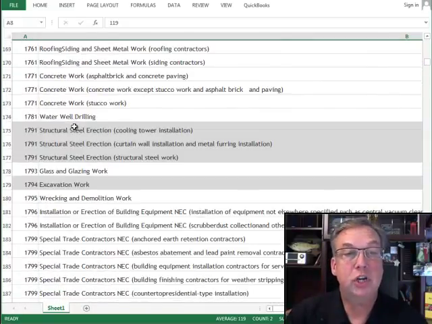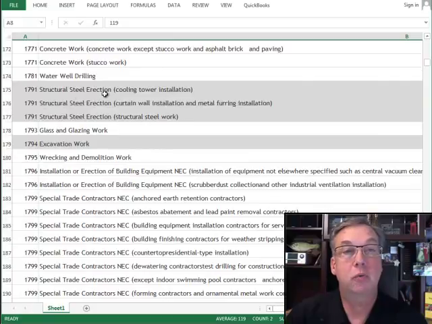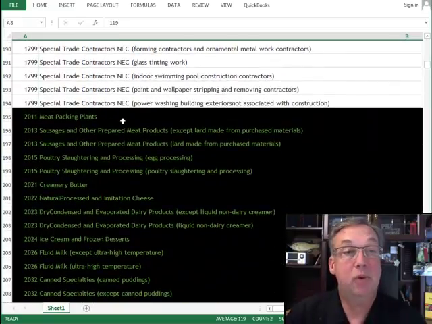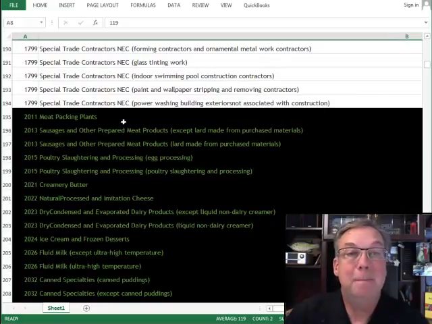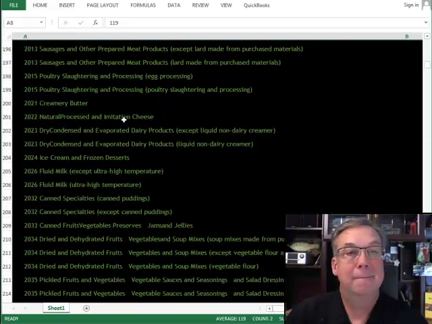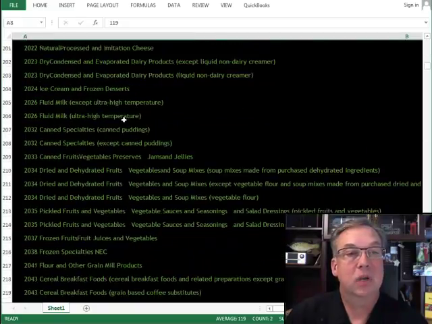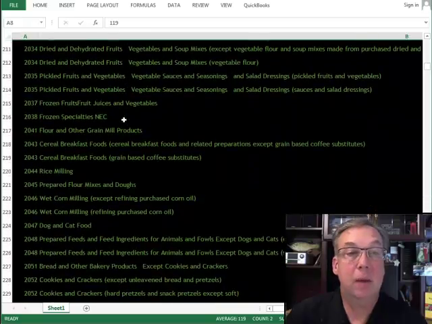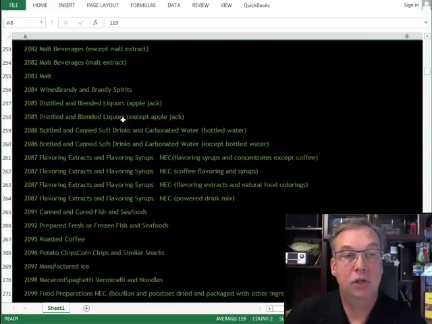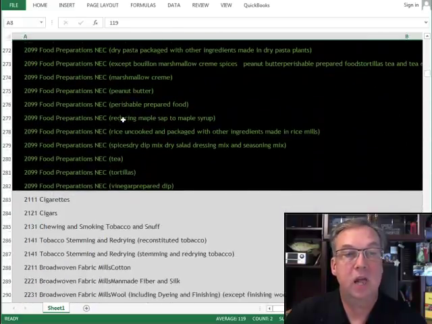So we're just going to go through here. Look, structural steel erections, excavation work. So some companies that I'm not marketing to, and then others I am. And then look, we come up to a black section again. Meat packing plants, sausage and other prepared meat products. So here's just a group of types of businesses I don't tend to market to. And I'm just going to skip through these.